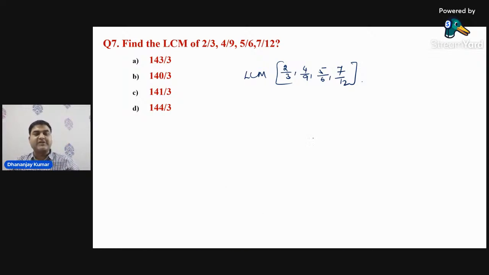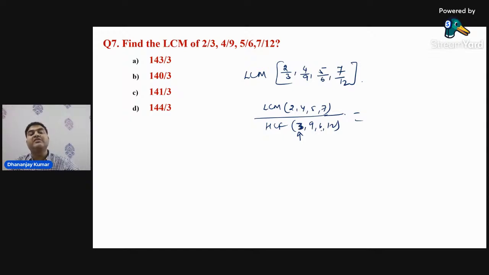Okay. Let's see how to find the LCM of these numbers. What I told, the LCM of 2, 4, 5, 7, and then the HCF of 3, 9, 6, and 12 will give you the answer. HCF is very easy to find because the least number is 3. We see whether 3 can divide all the numbers: 3 3s are 9, 3 2s are 6, 3 4s are 12. So 3 is the HCF of 3, 9, 6, and 12.